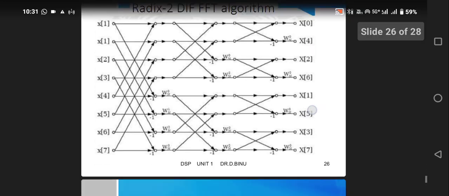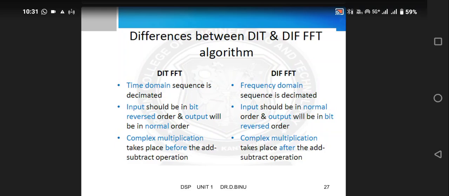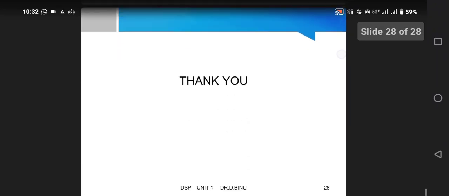Differences between DIT and DIF algorithms. In DIT FFT, the time domain sequence is decimated. In DIF FFT, the frequency domain sequence is decimated. In DIT FFT, input should be in bit reversed order, output will be in normal order. But in DIF FFT, input should be in normal order, output will be in bit reversed order. In DIT FFT, complex multiplication takes place before the addition and subtraction operation. In DIF FFT, complex multiplication takes place after the addition and subtraction operation.